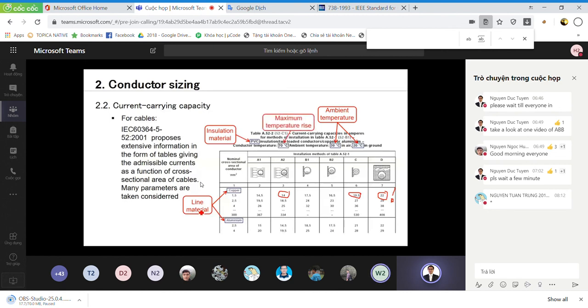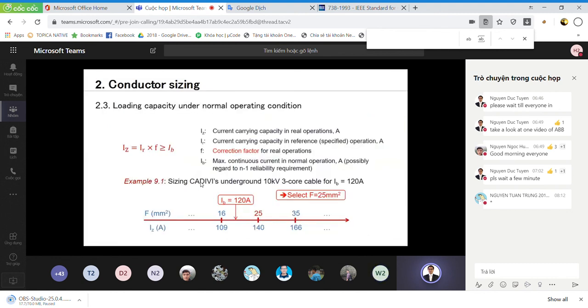Okay, we move to the next one. Yeah, I think there's not enough time for you to finish the second part if you don't speed up, because you have only maybe 15 minutes left. Okay. Yes.